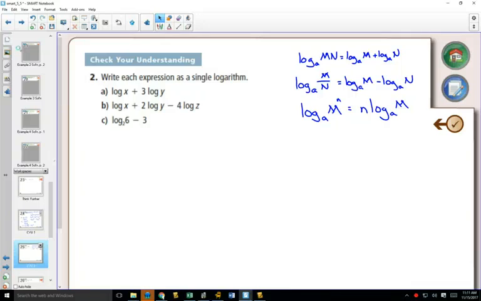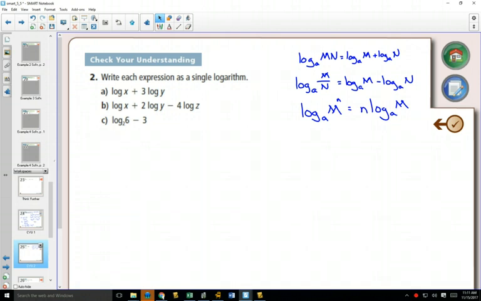In this second example, instead of saying simplify, the actual instructions are there. Write each expression as a single logarithm. Now the difference in example 2 from example 1 is that you can have some of your log laws combined. So in the first one, we've got log x plus 3 log y.